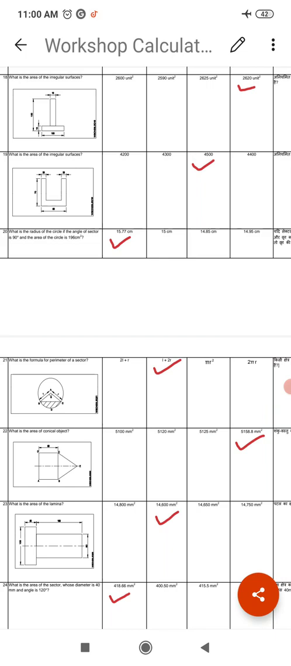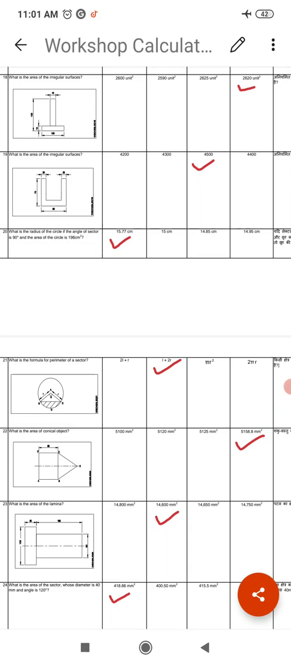Next question. What is the area of conical object? Another conical figure in this question. Its answer is 5158.8 mm square. Next, what is the area of the lamina? Another figure. Its answer is 14,600 mm square. Next question.